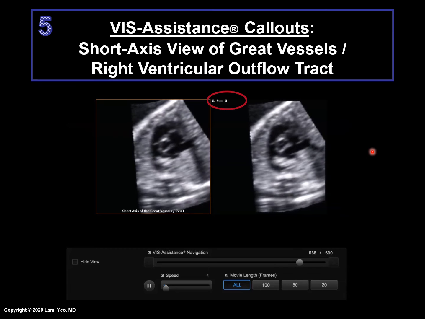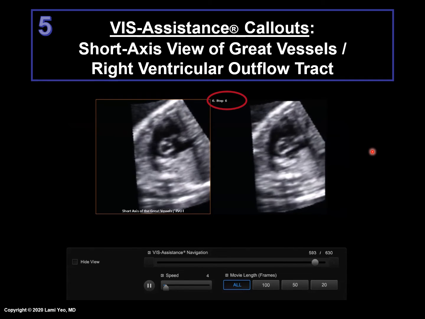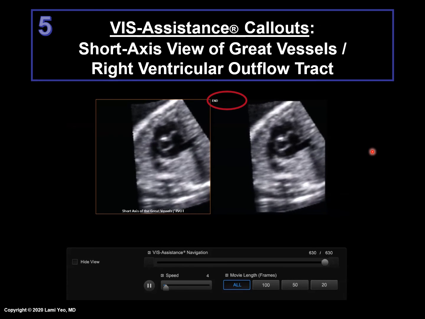The fifth call out is step 5, which shows a very nice short axis view of the great vessels. And the sixth call out states step 6. Both the step 5 and step 6 call outs are generalized and are designed to show the anatomical structures described previously and or improve the success of obtaining the short axis view of the great vessels right ventricular outflow tract.